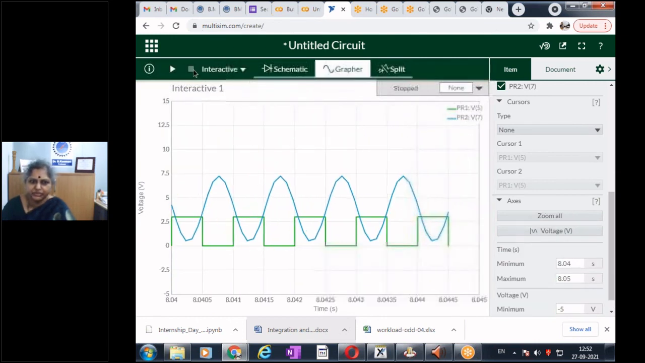Now I have changed my frequency. I gave it as 1 kilohertz. My input is a 1 kilohertz square wave, and the output, does it look somewhat like a sine wave? I'm still getting a sine wave of 1 kilohertz. So somewhere near the cutoff frequency, if I give a square wave, it is coming out as a sine wave.